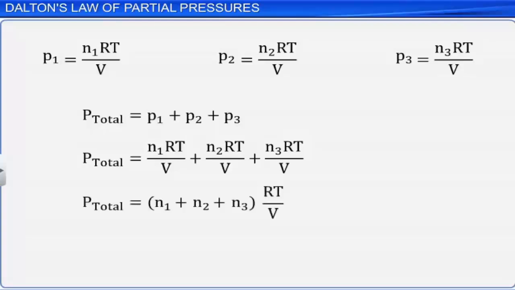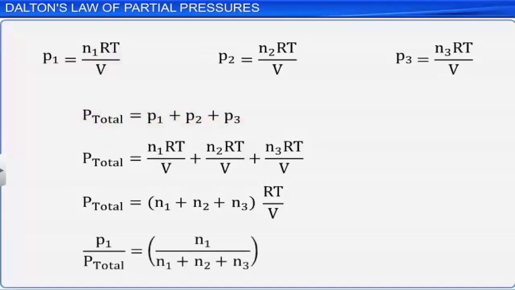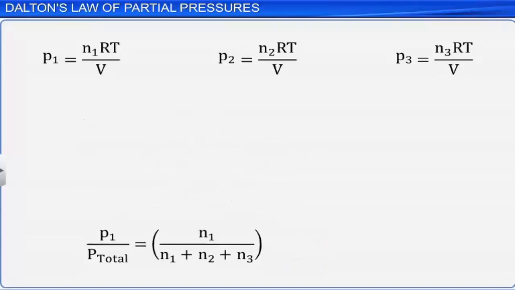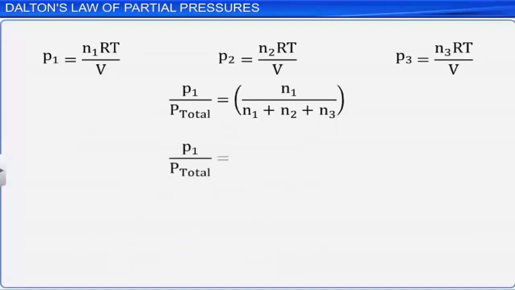On dividing P1 by P total, we get P1 by P total equal to N1 divided by N1 plus N2 plus N3. Here, RT and V get cancelled. Therefore, P1 by P total is equal to N1 divided by N, where N is equal to N1 plus N2 plus N3, or total number of moles. We know that N1 by N is equal to X1, where X1 is mole fraction of gas 1.